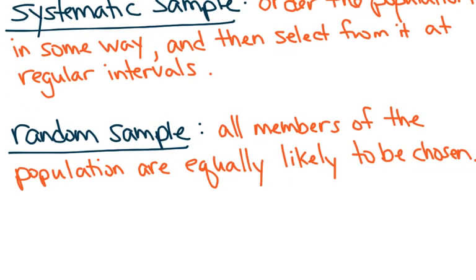A random sample is when all members of the population are equally likely to be chosen. This often happens when you use something like a random number generator. A lot of times people who do surveys use some sort of computer program to randomly select people rather than them selecting who they're going to survey.